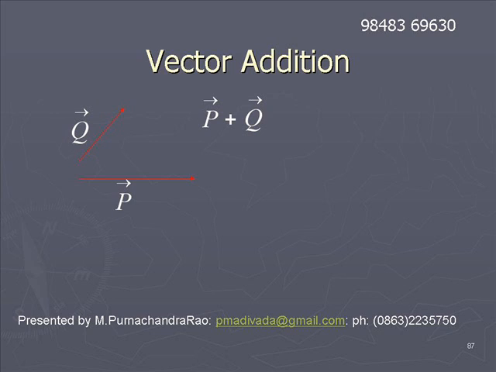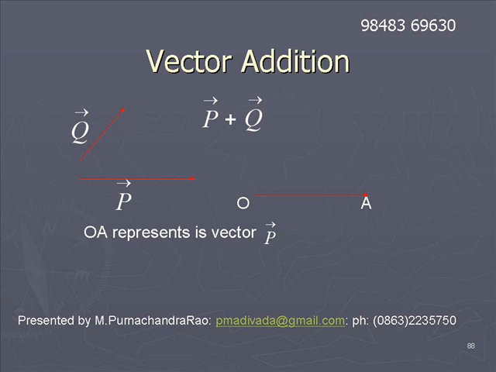Here I am going to add the vector Q bar to vector P bar. Then we will get P bar plus Q bar. P bar plus Q bar is obtained by adding Q bar to P bar. That means, at the head of P bar, attach the tail of Q bar. Draw the vector Q bar such that its tail is at the head of P bar. So, this is head to tail.